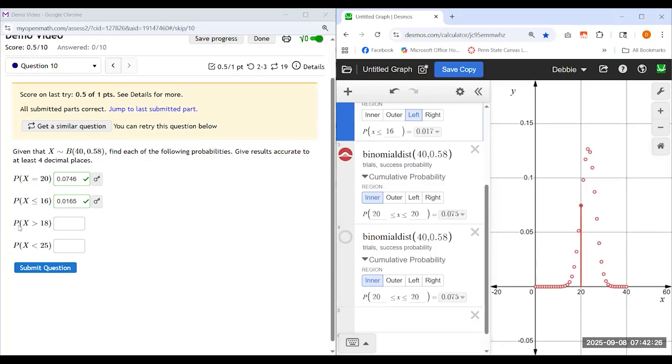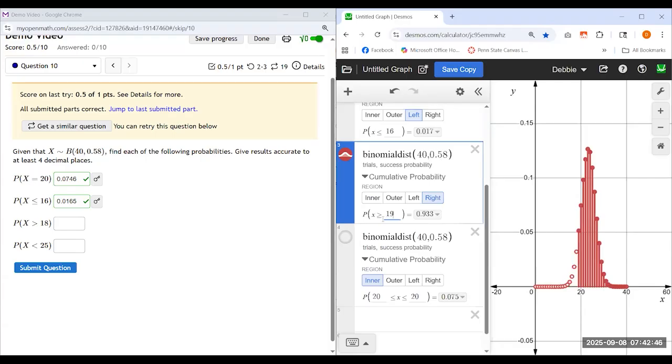So think carefully about how your probability is formulated. The probability that x is strictly greater than 18 does not include 18. It includes the outcomes 19, 20, 21, and so on. So the lower boundary is going to be 19 because Desmos always gives you the probability in the binomial distribution that x is greater than or equal to some number. So the number that you fill in as your boundary in these probabilities is always included in the Desmos probability.